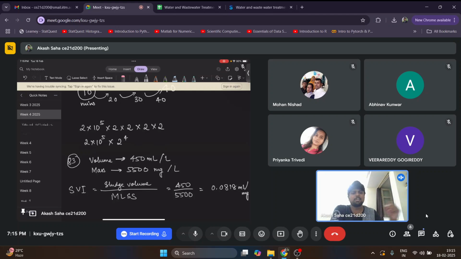This will be the answer, but we need the answer in milliliter per gram. So just multiply by 1000. So it will be 81.8 or approximately 82 milliliter per gram. Very simple. Just have to divide it.